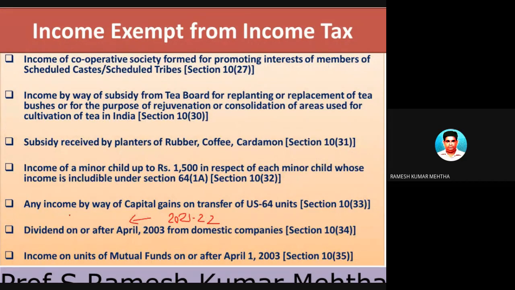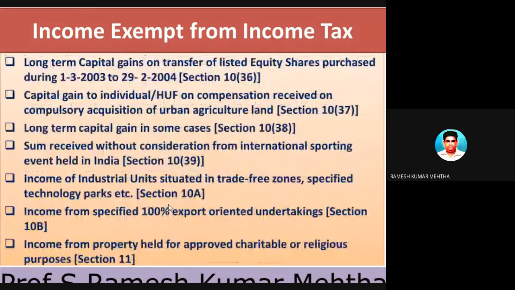Before that, till assessment year 2020-21, any dividend income received by the assessee from a domestic company is exempted up to 10 lakh rupees. Over and above, it is fully taxable. The same way, income on units of mutual funds on or after April 1, 2003 is fully exempted from tax subject to some conditions. In the same way, income from specified 100% export oriented undertakings is fully exempted from tax. Income from property held for approved charitable or religious purpose is fully exempt from tax.